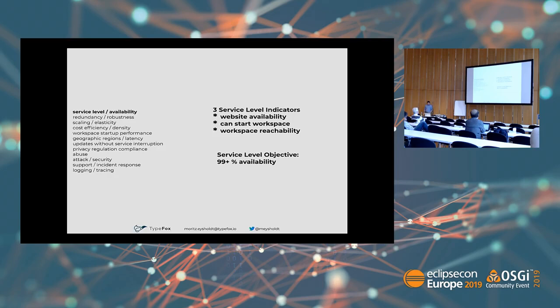So we learned things like suddenly people were asking for service level agreements, and we need to figure out what service level indicators should be used to monitor that Gitpod is actually running properly. And we decided on website availability, and we promise and we monitor that workspaces can start and that workspaces are reachable, with an objective to be much more available, much more than 99% of the time.